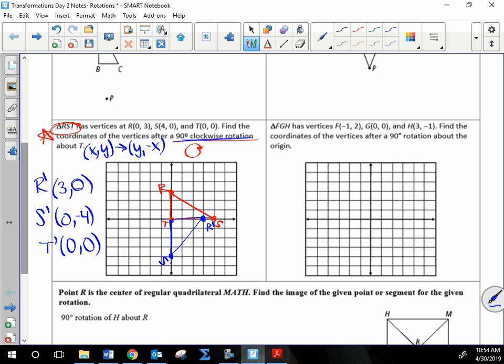Any questions with that? I want you guys to go and try this one. Triangle FGH. You can do it visually. You can do it using the rules, whichever you prefer.